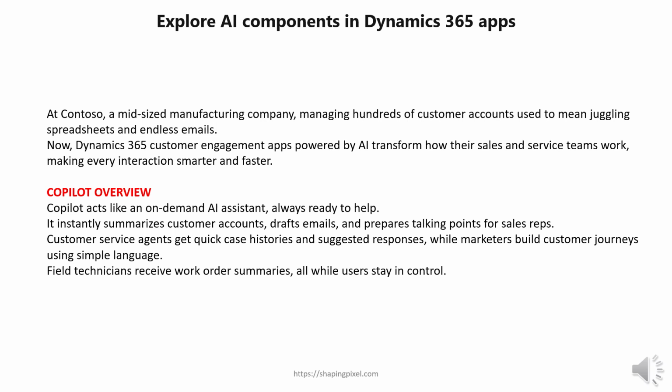Copilot overview. Copilot acts like an on-demand AI assistant, always ready to help. It instantly summarizes customer accounts, drafts emails, and prepares talking points for sales reps. Customer service agents get quick case histories and suggested responses, while marketers build customer journeys using simple language. Field technicians receive work order summaries, all while users stay in control.